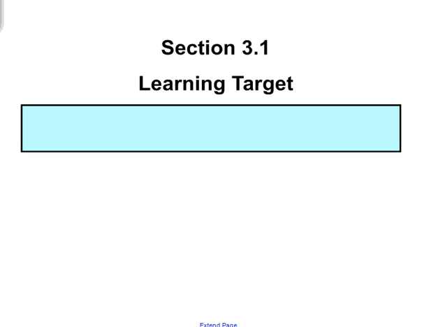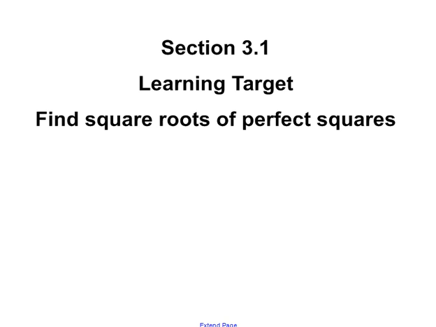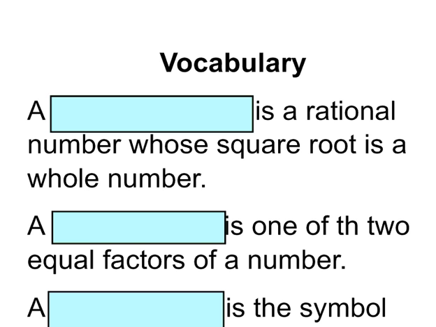Beginning our review video for Chapter 3, Section 1. So that's Section 3.1. And as always, when we start a video, we start with the learning goal or the learning target for the day. Today's learning target is to find square roots of perfect squares. Well, we've got a few terms we've got to get out of the way before we do that.